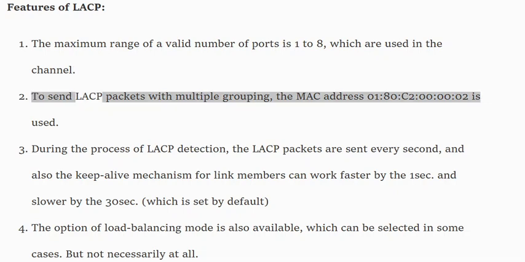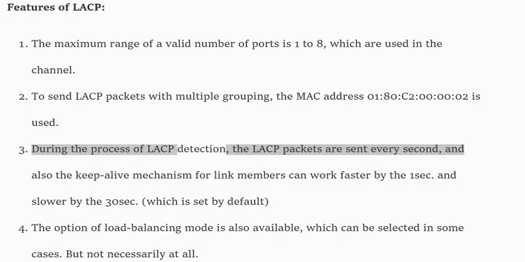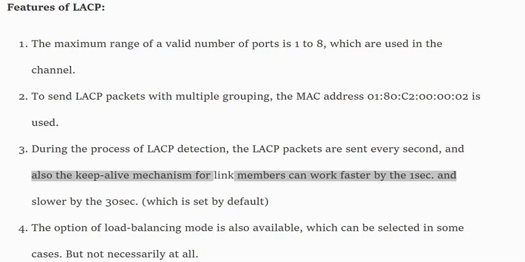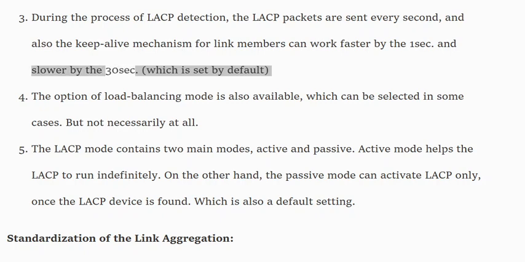To send LACP packets with multiple grouping, the MAC address 0180C2000002 is used. During the process of LACP detection, the LACP packets are sent every second, and the keepalive mechanism for link members can work faster at 1 second and slower at 30 seconds, which is set by default. The option of load balancing mode is also available, which can be selected in some cases, but not necessarily at all.